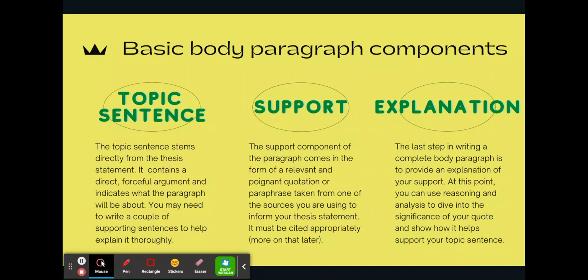And then lastly, your explanation. The last step in writing a complete body paragraph is to provide an explanation of your support. At this point, you can use reasoning and analysis to dive into the significance of your quote and show how it helps support your topic sentence.